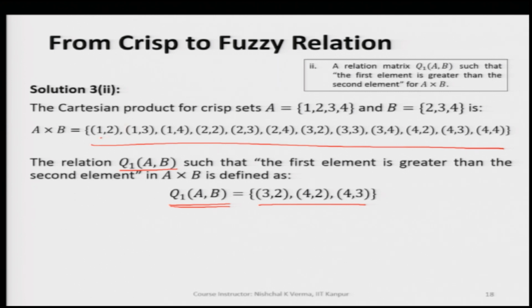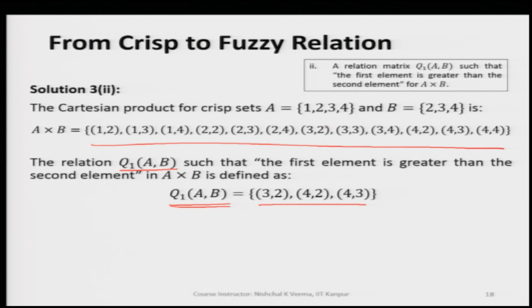We can see here one by one. So, we see we have the first pair 1 2, where 1 is less than 2. So, the first element is less than the second element. So, this is not qualified. Then if we keep moving ahead, we see that here 3 and 2 is the pair which gives us this condition satisfied.